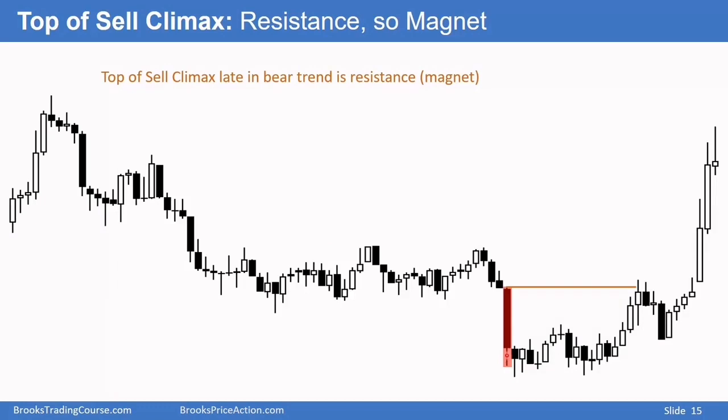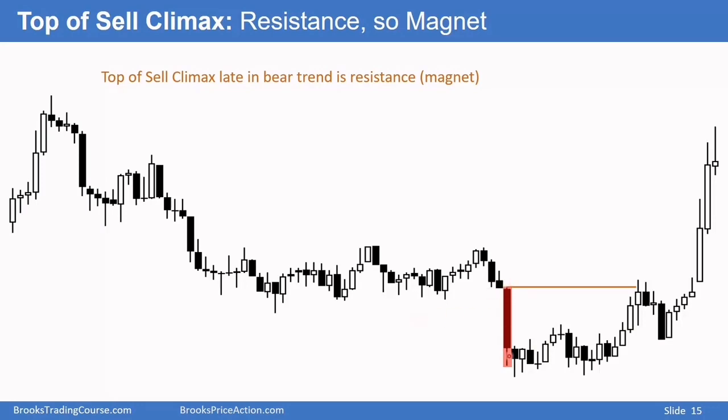The biggest bear bar occurring 20 or more bars into a bear trend is more likely an exhaustion gap. Gap between this low and any of these lows. Gap between this low and the low of the bar before the sell climax bar. Chances are the market's going to close the gap, get above this low. Chances are it's going to go at least a little bit above the top of the sell climax bar.